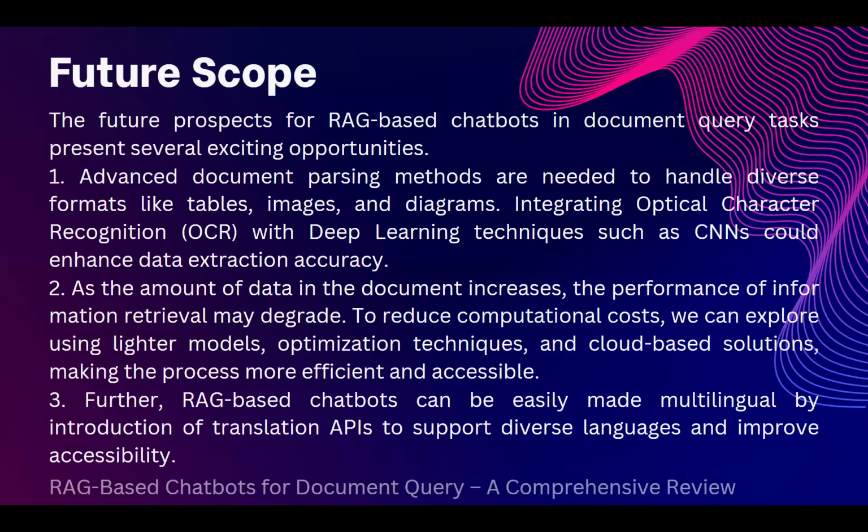The future scope consists of three major points. Sometimes a PDF document contains image data, and LLMs find it difficult to understand what the image is trying to say. So we need to integrate OCR or CNN techniques to pull out the data from image documents. Also, as the amount of data increases, the performance of the system might degrade due to the time taken to retrieve the relevant context. And next was to make RAG systems multilingual by integrating translation APIs.